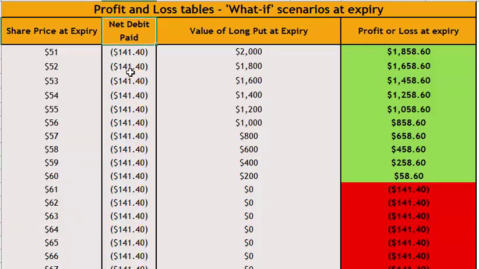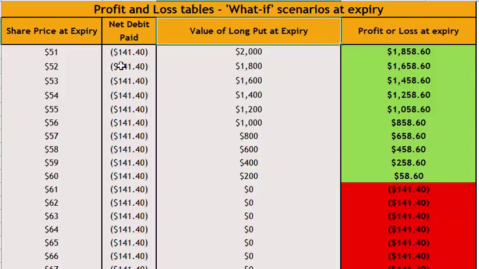So the first thing we put in is the net debit we've paid. So we paid out $141.40. So no matter what happens to share price, that's a cost to us. So it's going to be in our profit and loss table. But then we get to the value of our long put at expiry.